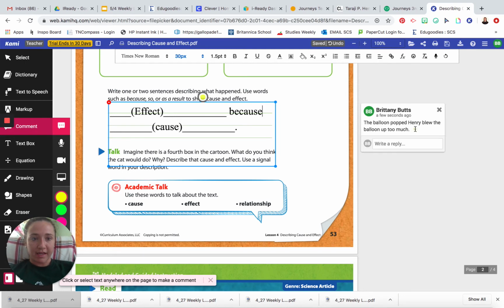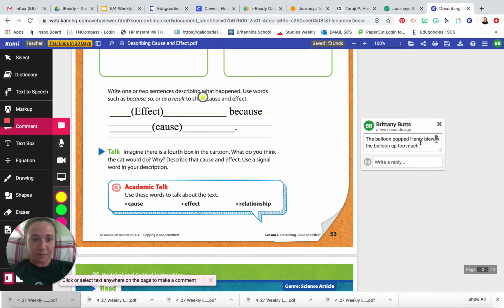Let's see if we can add another conjunction word to make our sentence make more sense. The balloon popped because Henry blew the balloon up too much. Does that make sense? Yes, so that's a way we could describe the cause and effect relationship correctly.